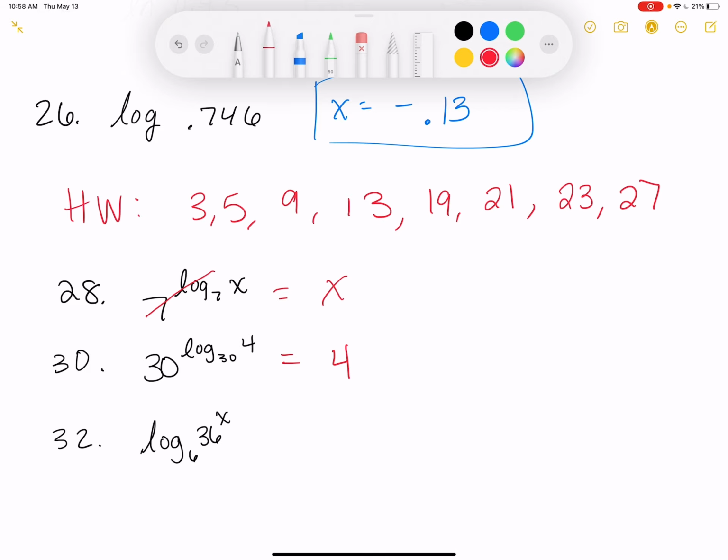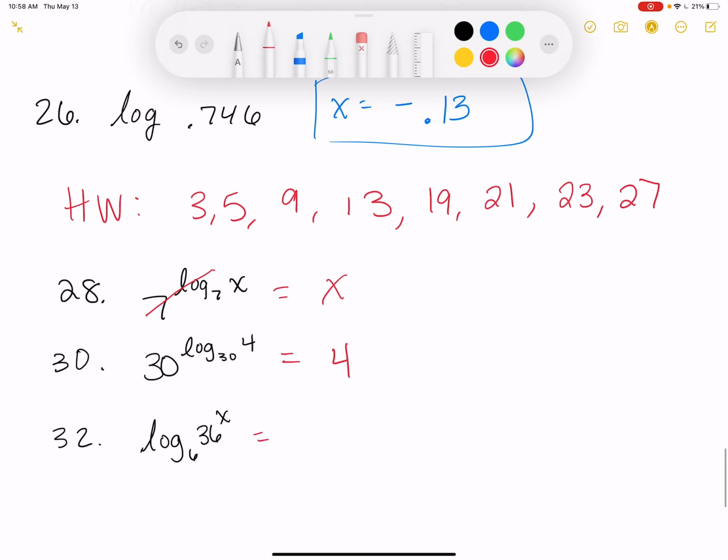Not quite. So we need to rewrite this to get the same base here. So log base 6. How can I rewrite 36 in terms of 6? 6 times 6. Okay, 6 squared, so 6 to the 2x. The log base 6 of 6 cancels, leaving you with 2x. Can you explain why it's 2x then? Because that's what's left.